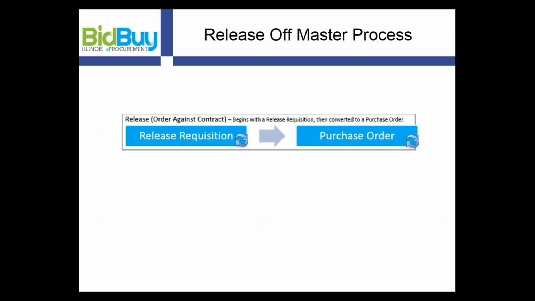So for the release off master process, again, this is what I was talking about, it doesn't go from rec to bid to PO, it goes directly from a rec to a purchase order. So you'll see here these blue arrows making a circle. If you see that on any of our documentation, that shows that there's an opportunity for approval, and the approval paths that have been set up within the system are chosen by the agency, reviewed by the agency, and made sure that this follows your agency requirements for approval.